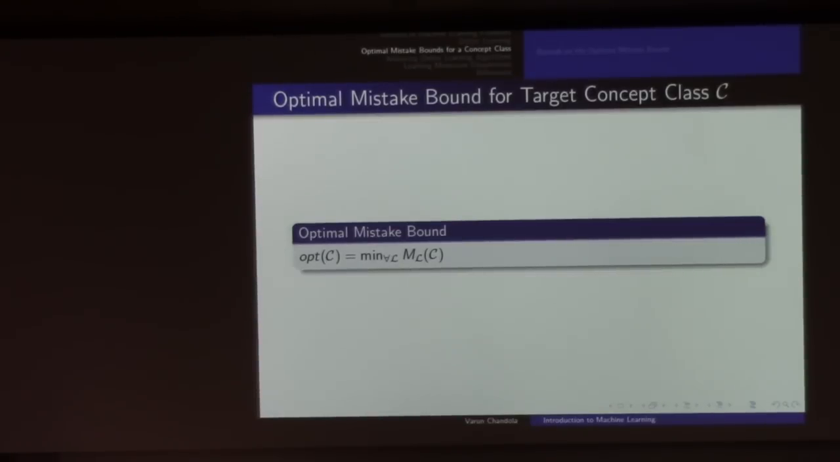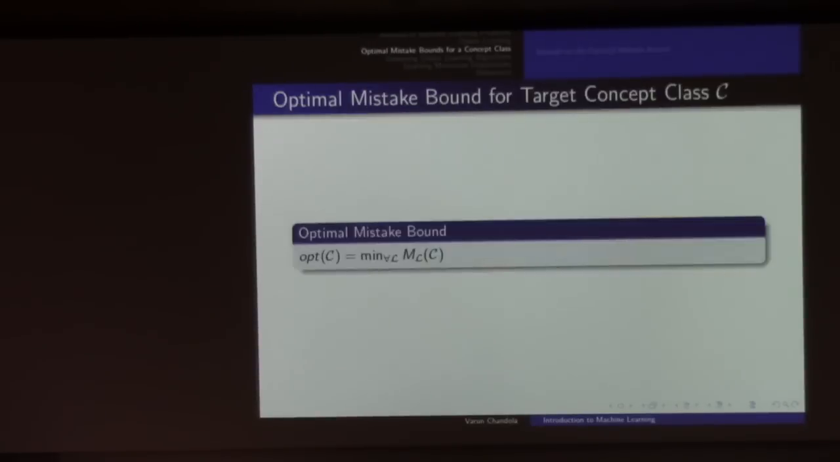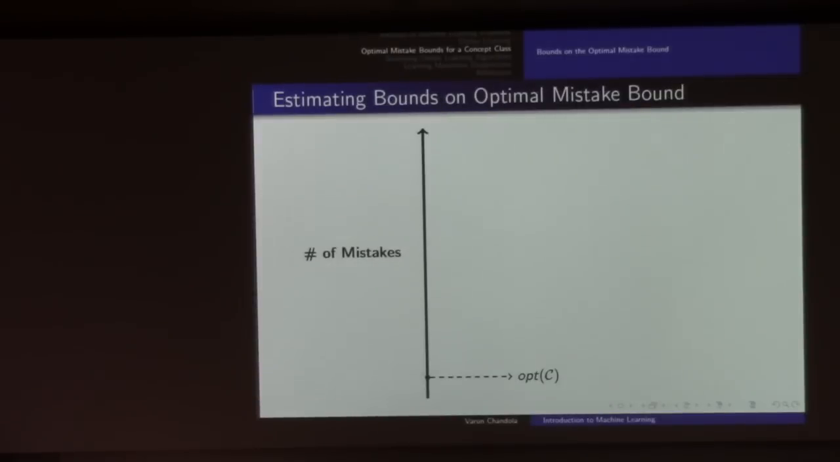So you cannot exhaust or enumerate all algorithms, which means that you cannot exactly compute this, right? But what we can do is set bounds on this, a bound on this bound. So here is this figure, my favorite figure. Let's say this y-axis is counting the number of mistakes. Now for a concept class, this is what you want: opt of C.